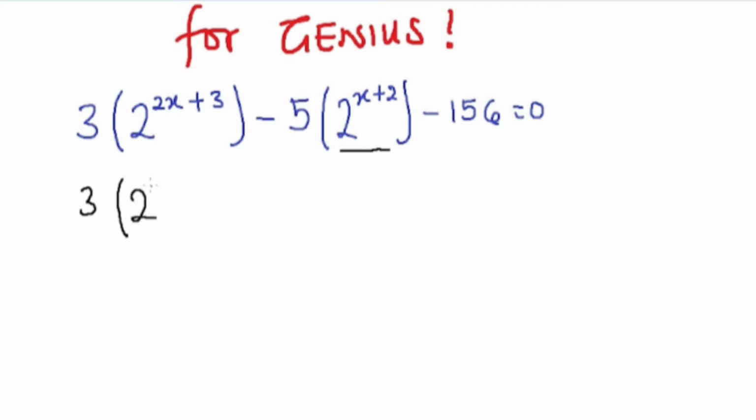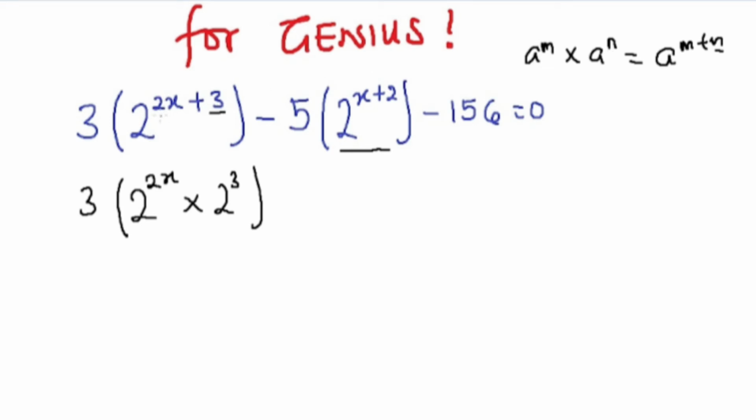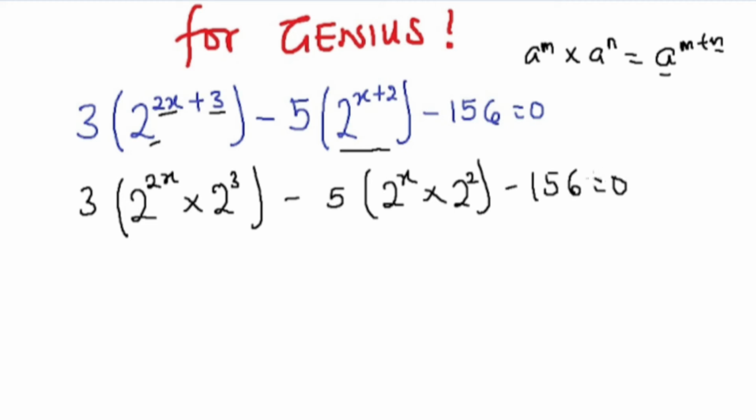So this can be written as 2^2x times 2 raised to power 3. It's same as writing that one, because we know that a raised to power m times a raised to power n is equal to a^(m+n). So let's assume this n is this 3 here, and this m is this 2x, and this 2 is this a. So that's what I just did here. Okay, so minus 5, I'll apply the same thing here. That's 2 raised to power x times 2 raised to power 2. Alright, so minus 156 equals 0.